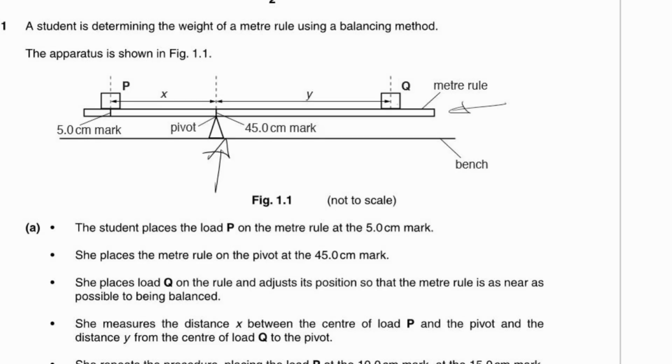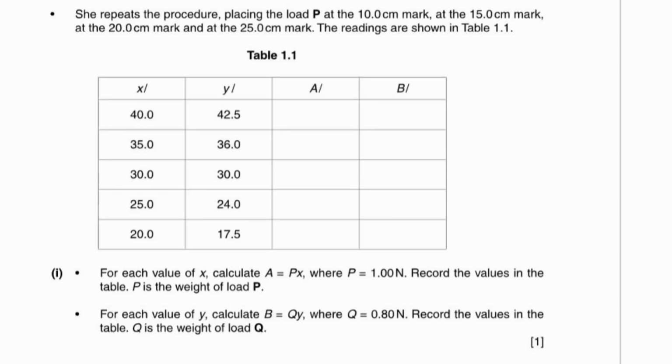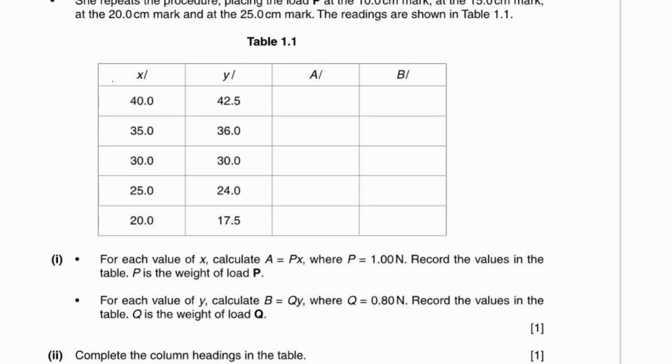Now, P is on the left at the 5 centimeter mark. Let's just find out which one's which. So this is the 45 centimeter mark. This is 40 centimeters in between there and there for that first one. And there we go. So P is x. She measures the distance x from the center of load P. We have to calculate A equals P times x, and P is 1 Newton.